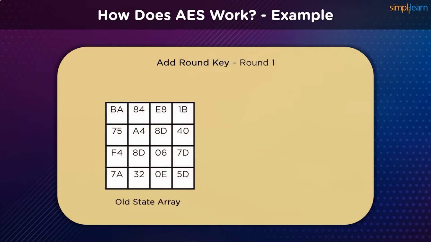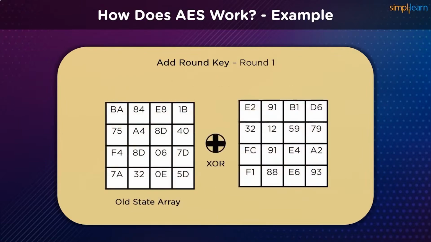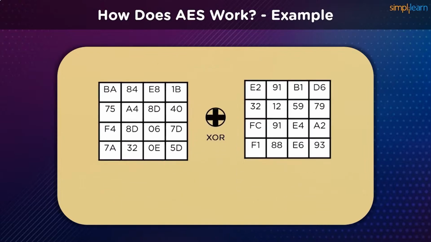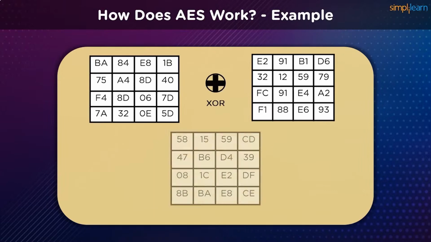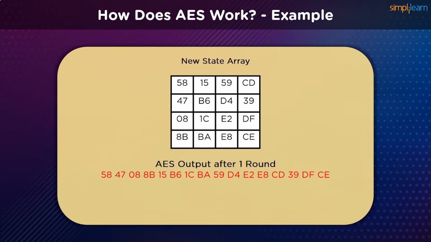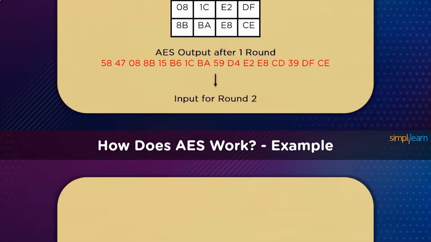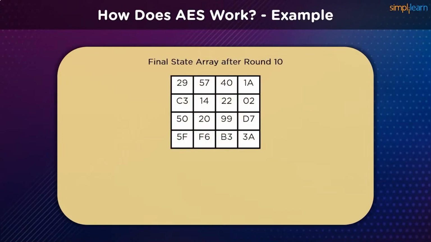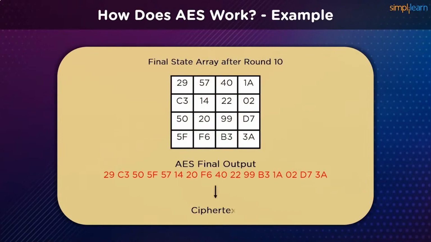We add the new state array as an XOR with the round key of the particular iteration. Whatever state array we receive here becomes the output for this particular round. Now, since this is the first round of the entire encryption process, the state array that we receive is passed off as an input to the next round. We repeat this process for 10 more rounds and we finally receive a ciphertext. Once the final state array is denoted in the hexadecimal format, this becomes our final ciphertext that we can use for transferring information between the sender and receiver.